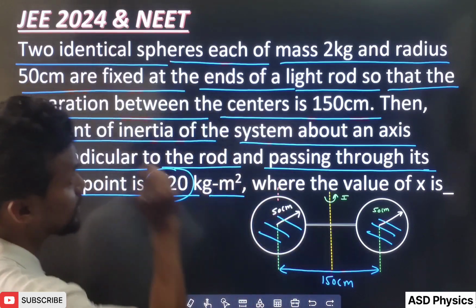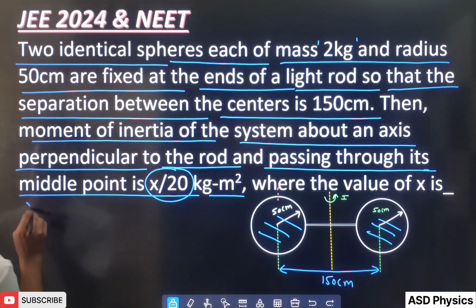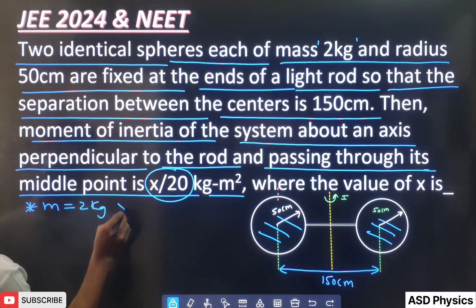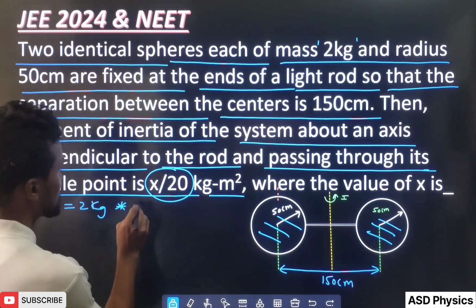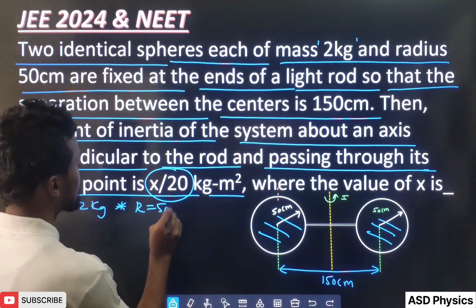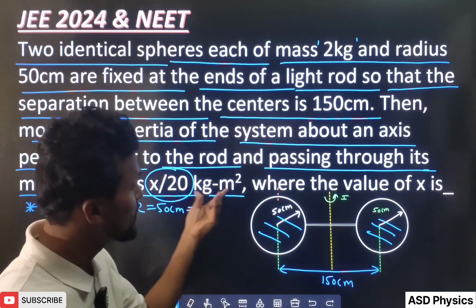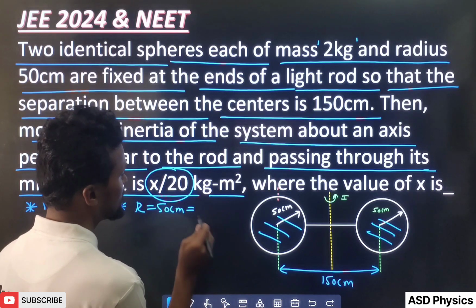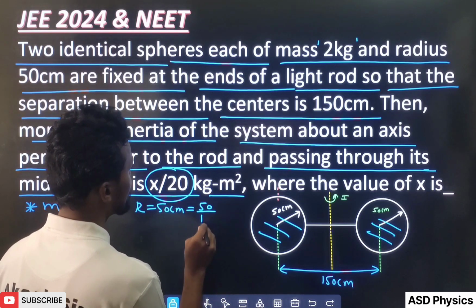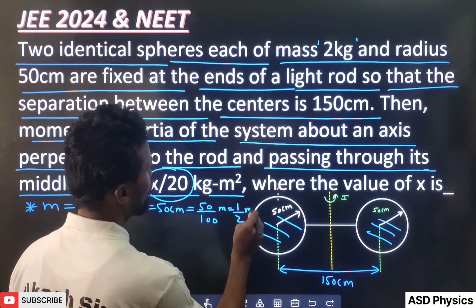Okay, so students, first let's see here, each mass is given as 2 kg. So we'll write here, this mass m is 2 kg. After that, the radius of each ball is given, R equal to 50 centimeter. Here you can see the unit is not the SI unit, so we will convert it into SI unit. You know 1 centimeter means 1 by 100 meters, so we can write 50 by 100 meter, or 1 by 2 meter.